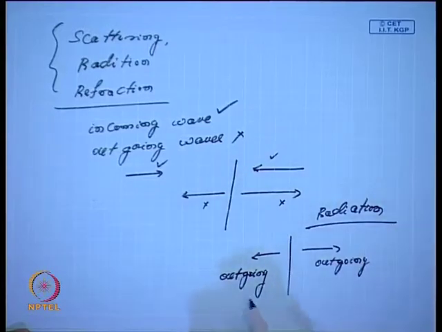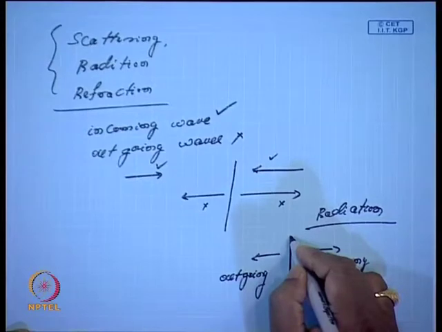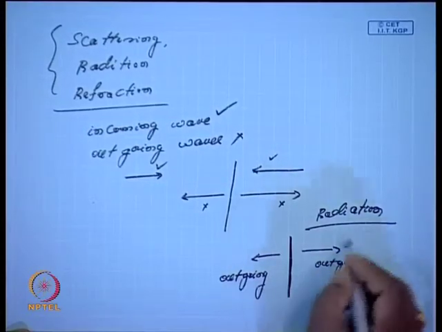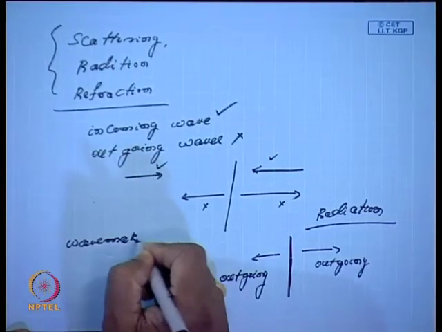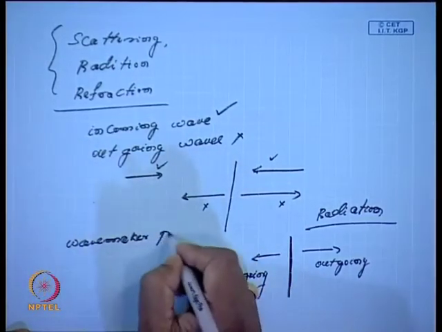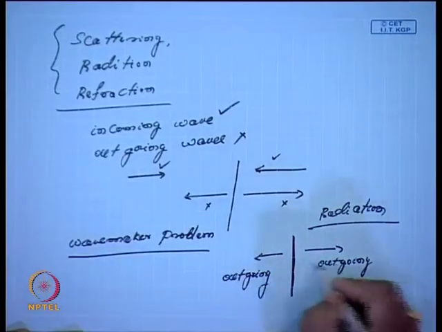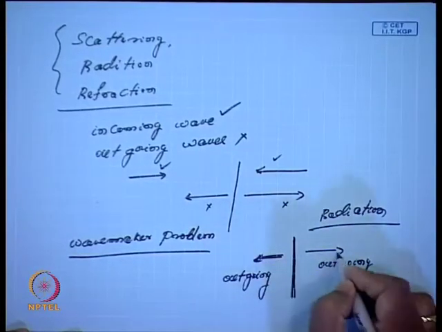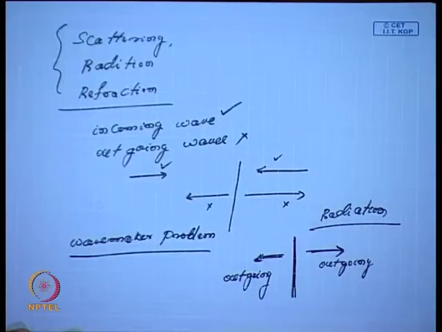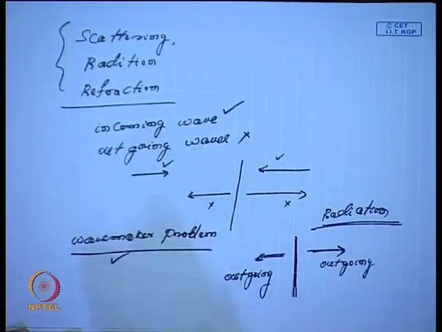So, here the obstacle or the structure oscillates, and sometimes we call it a wavemaker problem, or problem of radiation. Because of its oscillation it generates a wave, and this wave goes away from the obstacle. Often we call this either the radiation problem or the wavemaker problem.